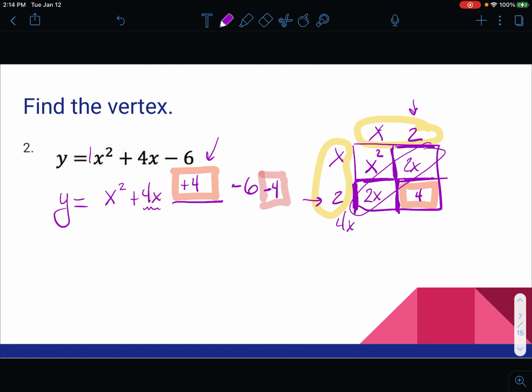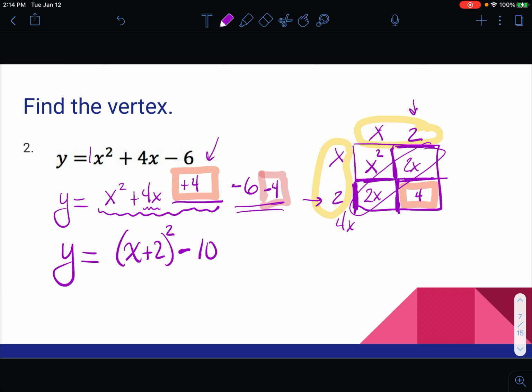I added 4 and I took it away, but notice I took it away on the edge here, because I don't want to mess up what I have here, which is my perfect square. x squared plus 4x plus 4, if we look at the yellow highlighting here, is the same as x plus 2 times itself. Perfect square. Minus 10. And I just went ahead and combined those. We have now completed the square. The vertex is -2, -10.